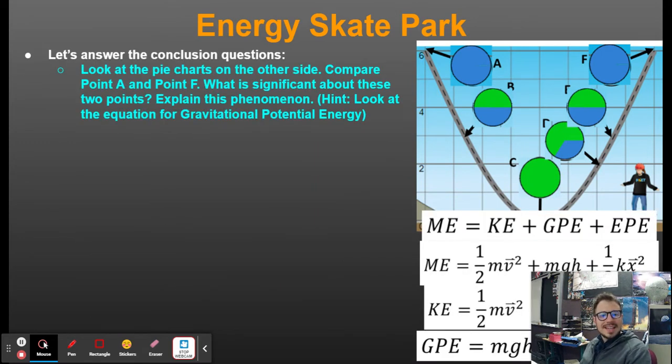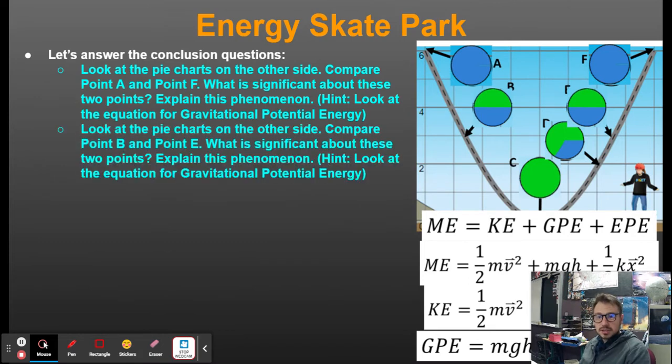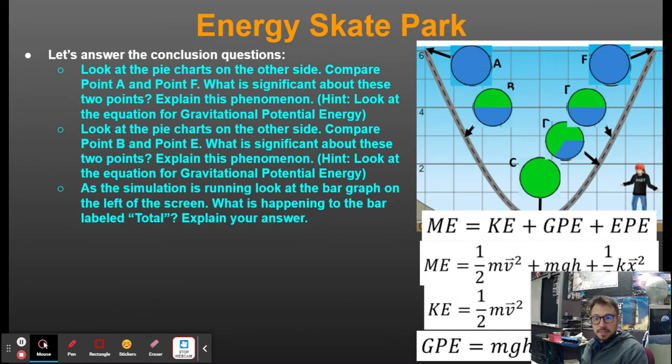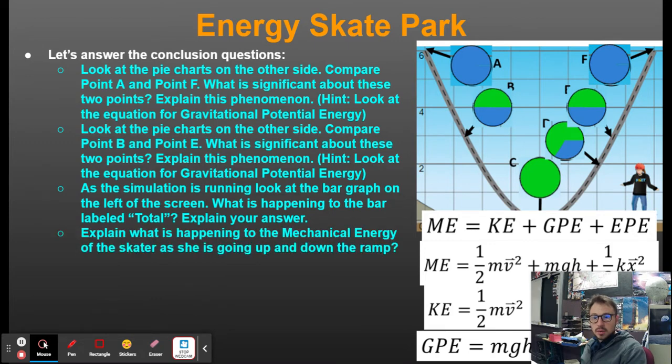You'll notice that points A and F are the same. Well, if we look at the gravitational potential energy equation, they have the same height. So they're going to have the same gravitational potential energy. Now let's look at points B and E. They're the same. They're across from each other, at the same height. So they're going to have the same gravitational potential energy, and they're going to have the same kinetic energy. You can't see it on here, but the bar graph that represented total does not change, because it's just the potential energy and kinetic energy added together, and that's not going to be created or destroyed.